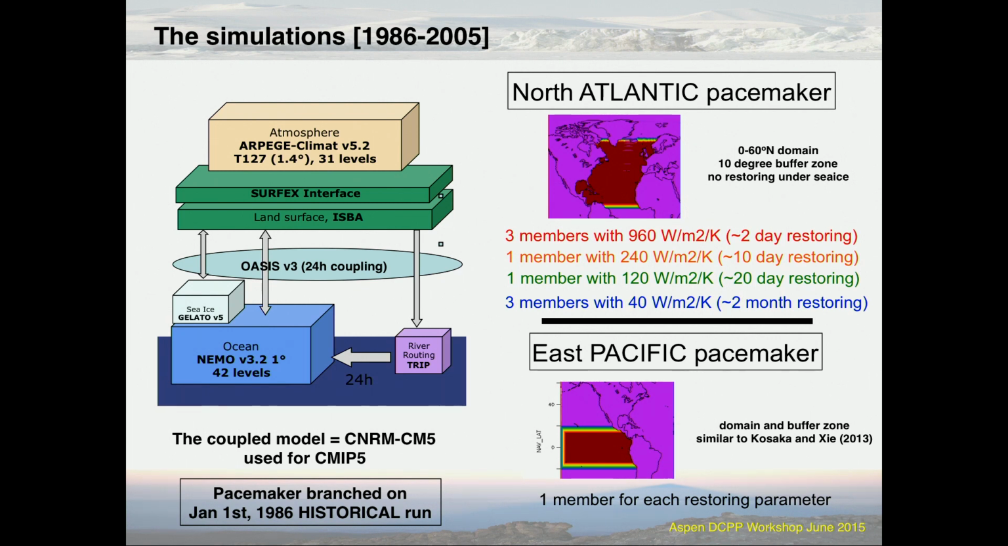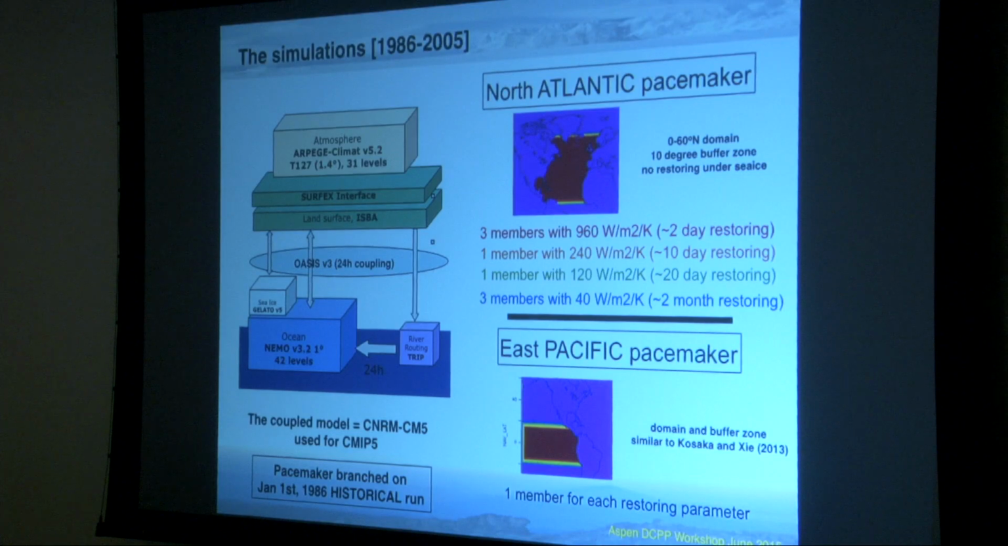So 3 members with a very strong restoring, which is about 2 days, with 960 watt per meter square per Kelvin, corresponding to a restoring of 2 days of the SST anomalies with a mixed layer depth equal to 50 meters. I did a weak restoring with 40 watt per meter square per Kelvin, which corresponds to 2 months restoring, and some simulations in between.